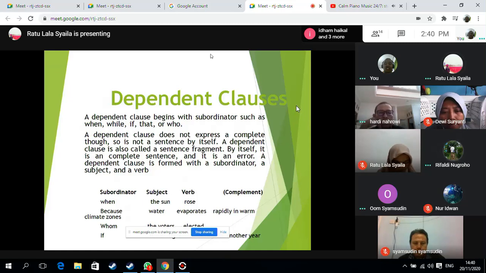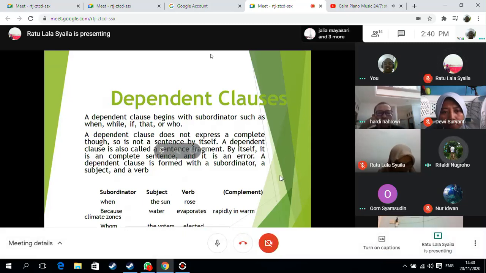For example, the subordinator is because, the subject is water, the verb is evaporates, and the complement is rapidly in warm climate zones. This example explains that the sentence starts with a subordinator, and because is used to show that this is a dependent clause. Okay, next.